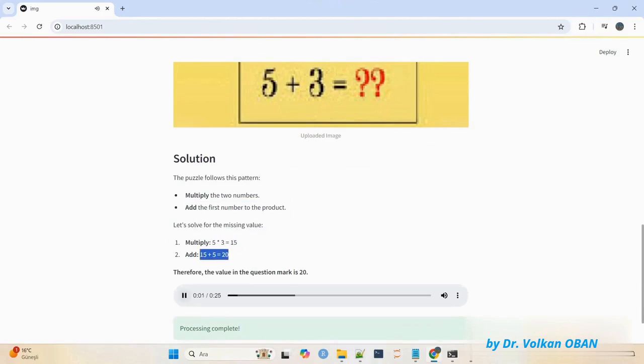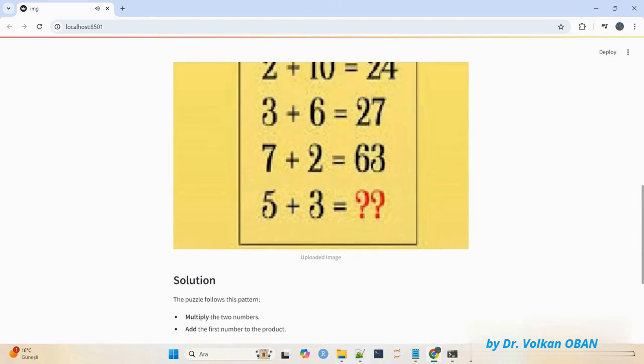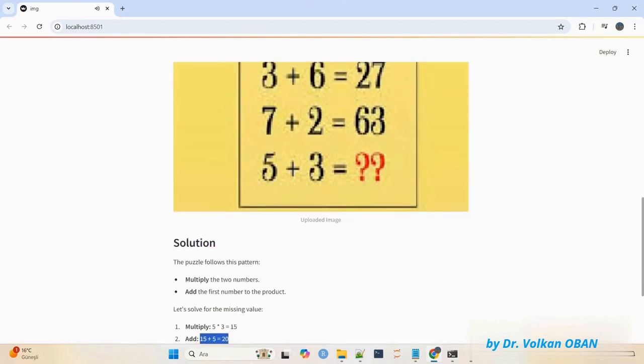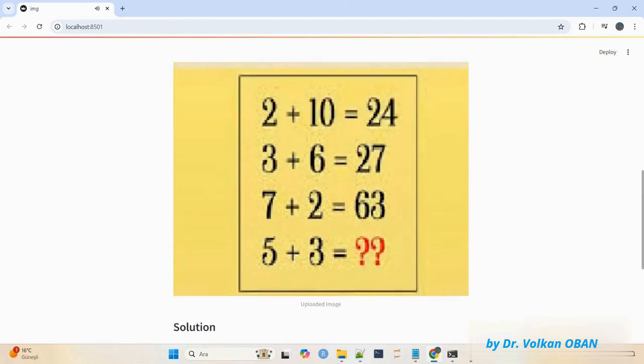The puzzle follows this pattern. Multiply the two numbers. Add the first number to the product. Let's solve for the missing value.